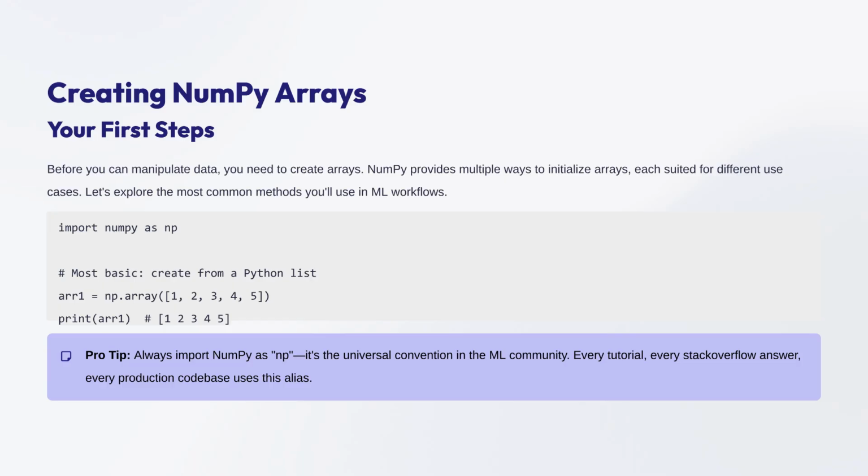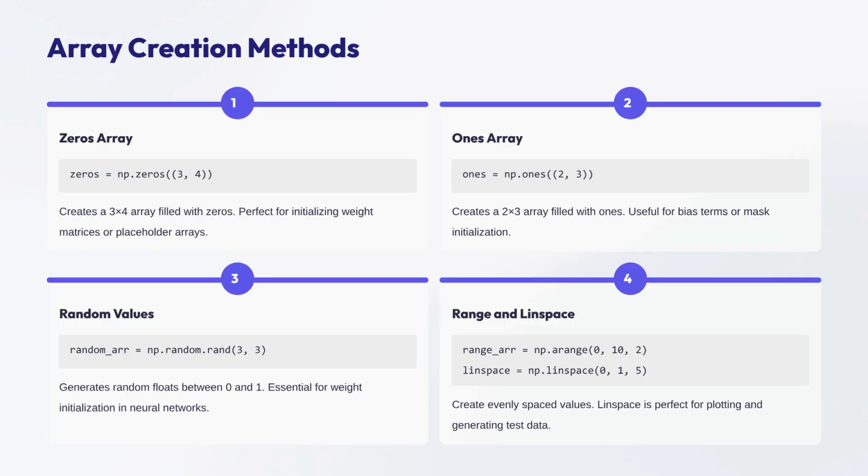To start, you need to create arrays. The most basic way is creating an array from a Python list using np.array. Remember, always import NumPy as np. It is the universal convention. Other creation methods include np.zeros and np.ones for initialization. np.random.rand generates random values for weight initialization. And np.arange or np.linspace create evenly spaced values.